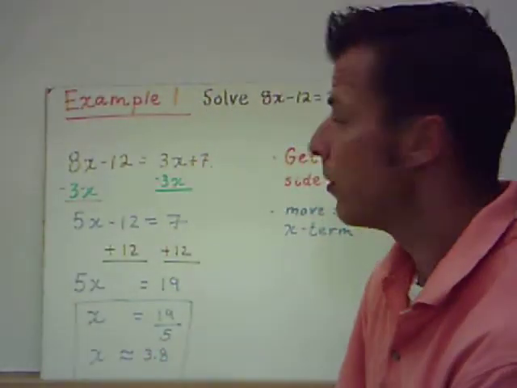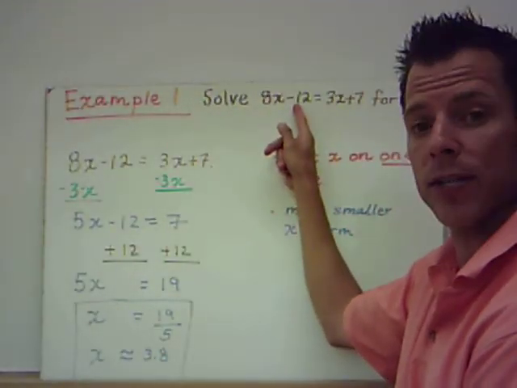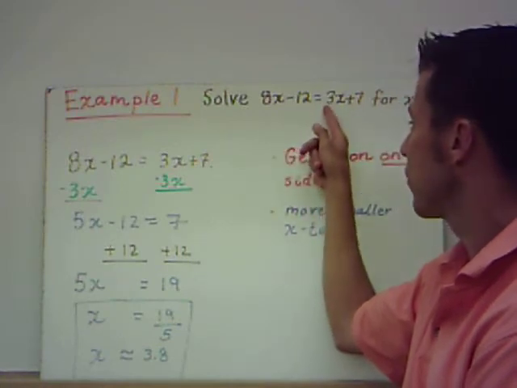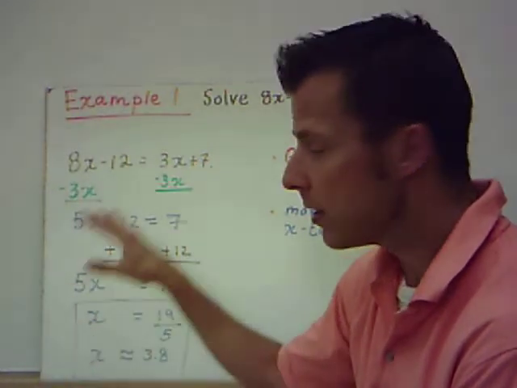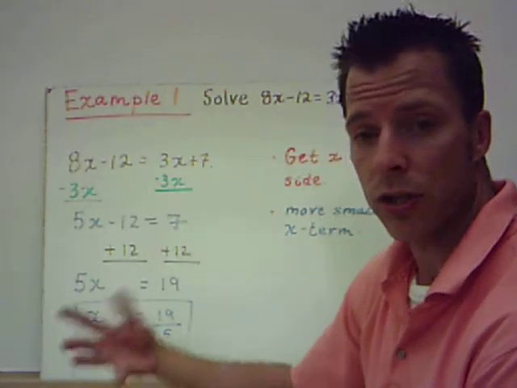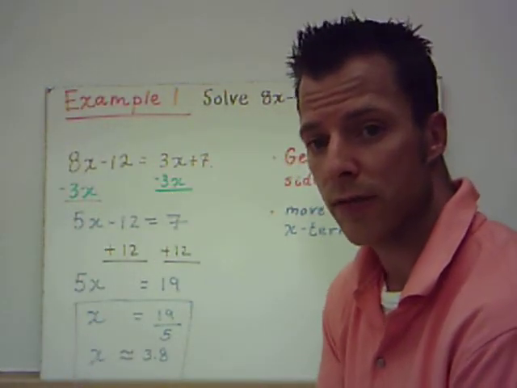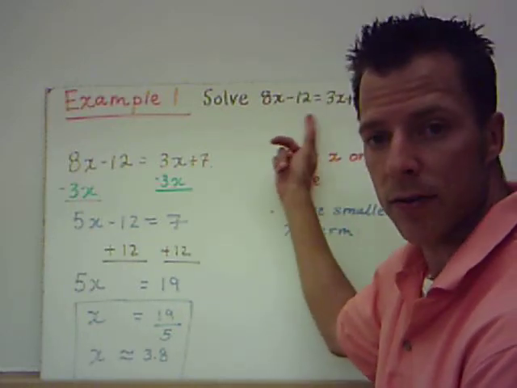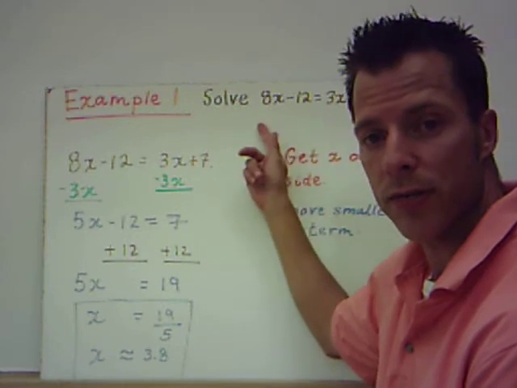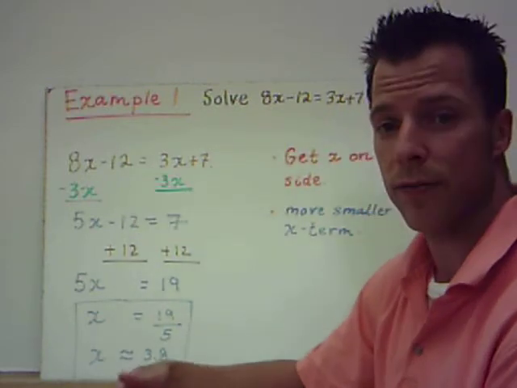All right, in example 1, we're asked to solve 8x minus 12 equals 3x plus 7. We're going to solve for x. Now, all the equations in this lecture use the variable x, but you can use any variable, r, q. Okay, and this is similar to an example we did in the first lecture, the first part of this multi-step equations, but I just wanted to refresh your memory.